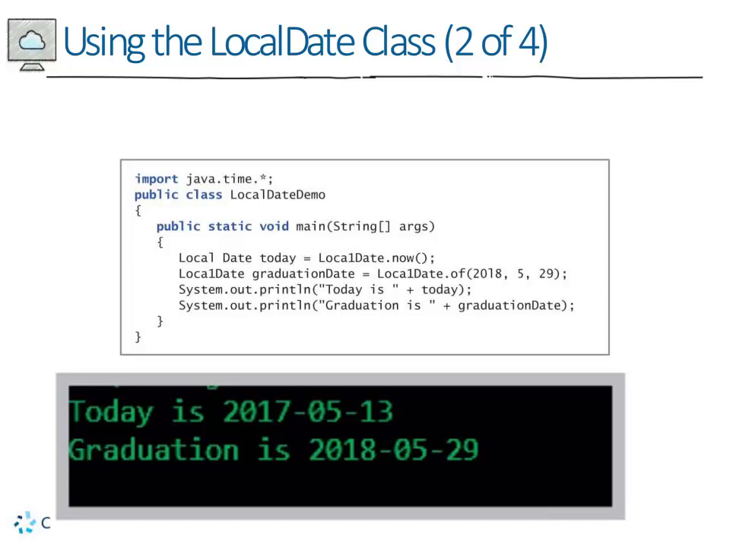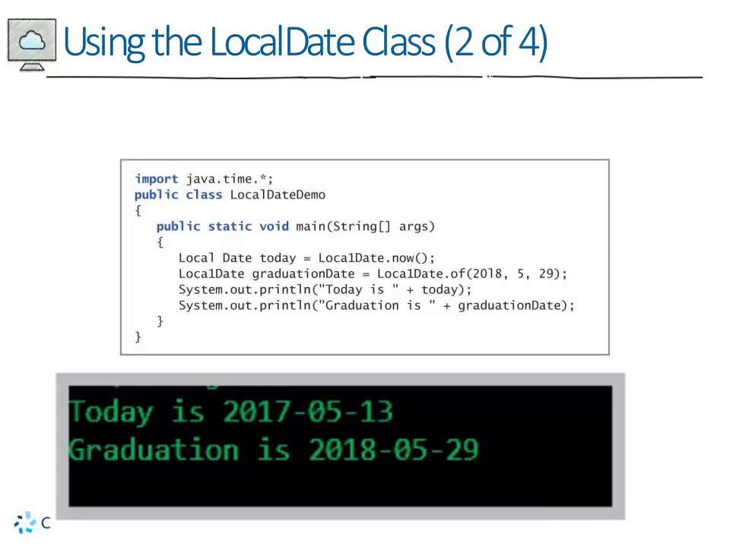These statements use the static methods now and of, respectively. We can see they are static methods because they are used with the class name, and without an object. The now method accepts no arguments, and the of method accepts 3 integers that represent a year, month, and day. They return the LocalDate type and are assigned to the LocalDate object.